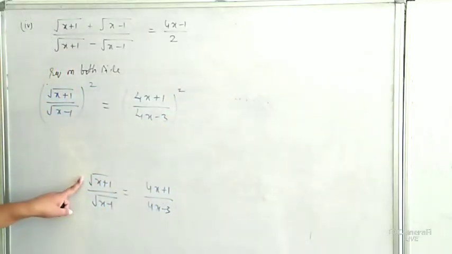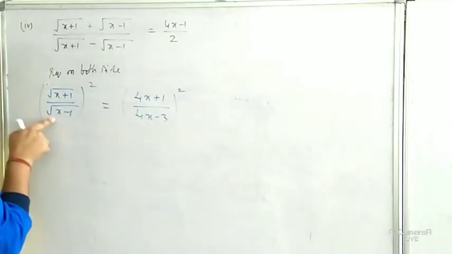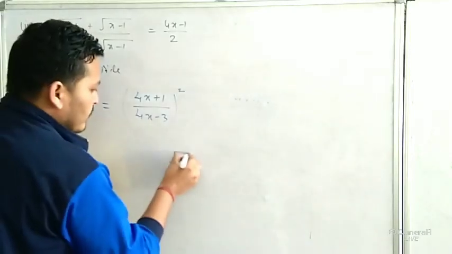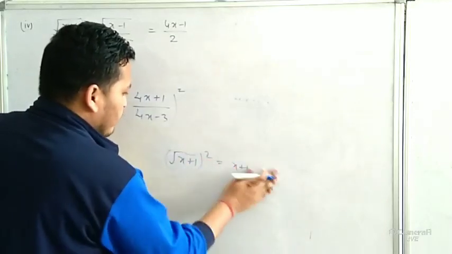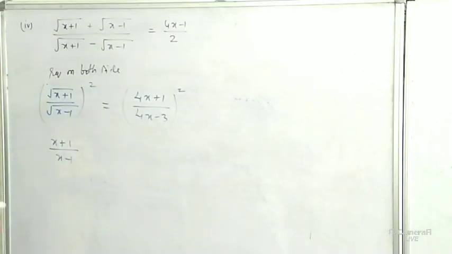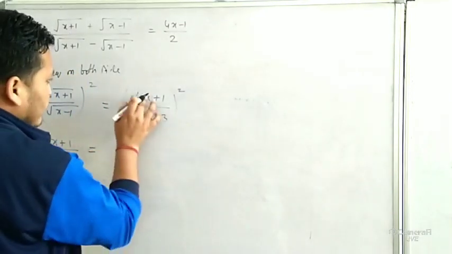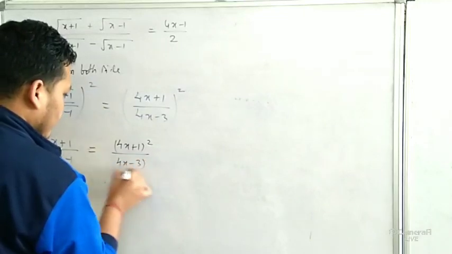स्क्वायरिंग मैं इसलिए कर रहा हूं क्योंकि यहाँ पे root को side करना है. Okay, so then root is also squared, then what is remaining, x plus 1 upon x minus 1. Okay, you know that root x plus 1 whole square, then root and square cancel, so x plus 1 is remaining here. But right hand side में दूसरा concept use होने वाला है. तो right hand side इसको लिखेंगे 4x plus 1 whole square upon 4x minus 3 whole square.